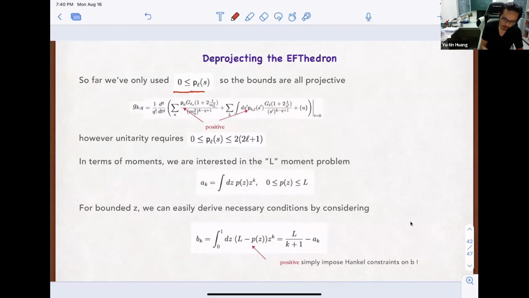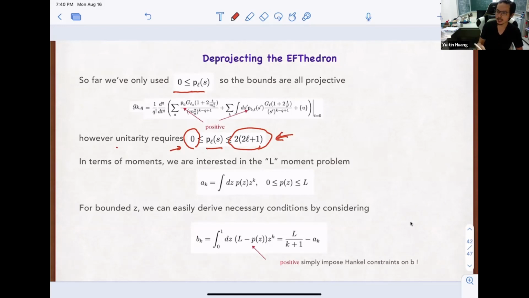But in reality, we know that unitarity requires that P_L is not only positive, it's actually also bounded from above by 2L plus 1. Usually we say that it's bounded by 2, but because of the way that I define my P_L here, you need to have an extra 2L plus 1 factor. But the important point is that this is bounded from below and above. So in order to incorporate the full implication of unitarity, we need to actually impose the condition of being bounded from above.